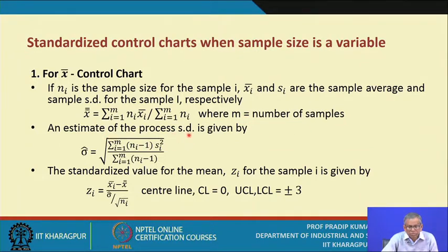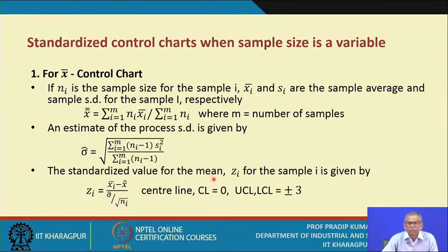An estimate of the process standard deviation, that is an unbiased estimate, sigma hat, is the square root of the sum for i equals 1 to m of (Ni minus 1) Si square, the terms we have already explained, divided by the sum for i equals 1 to m of (Ni minus 1). So this is the expression for the unbiased estimate of sigma given by sigma hat. So you must have this estimate.